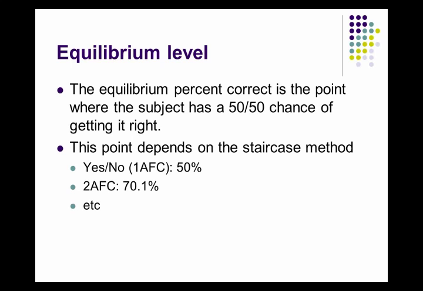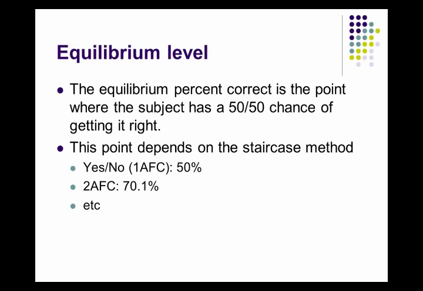You have a 50% correct chance. In the 2 alternative forced choice, you have it at 70%, which is very close to the threshold at the beginning of 75%. And that's why it's a useful threshold, which is quite often used. 70.1% is exactly what the result of the 2 alternative forced choice is.